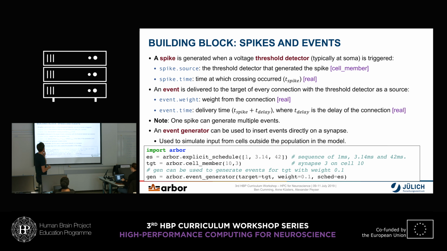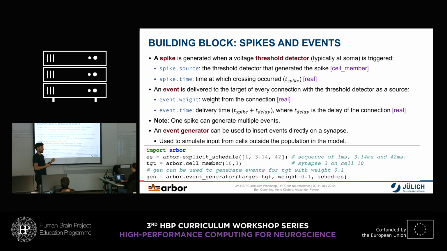So there's a lot of detail on this slide, but an important distinction to make is the difference between what we call spikes and events. A spike occurs usually when you have a detector on the soma of a cell, and when the voltage in that compartment in the soma crosses some threshold, this is considered to be a spike. This is a spike event. So a spike will be generated when this threshold is crossed, and then we have events. Events are what's delivered to the synapse.